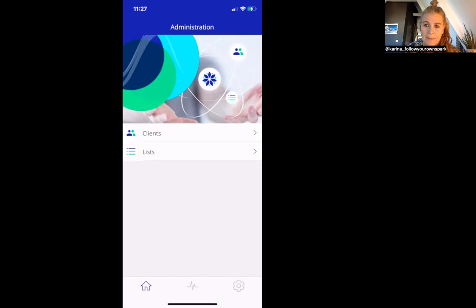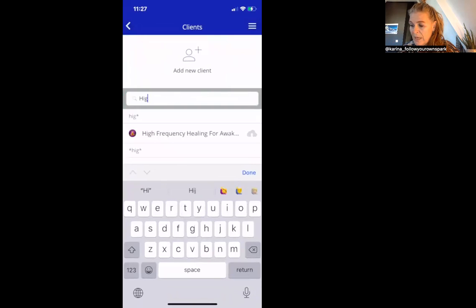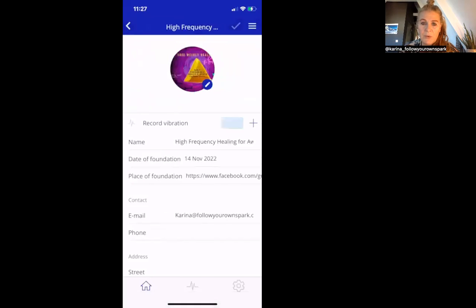Because besides running frequencies directly into your body, into your cells, you can also use the Healy with the quantum sensor to do distance healing and distance scans and analysis. So I have my screen here with my app that goes with the Healy. And I will go to clients, and I always have a group name for the people that join in the weekly healings. That's high frequency healing for awake people.